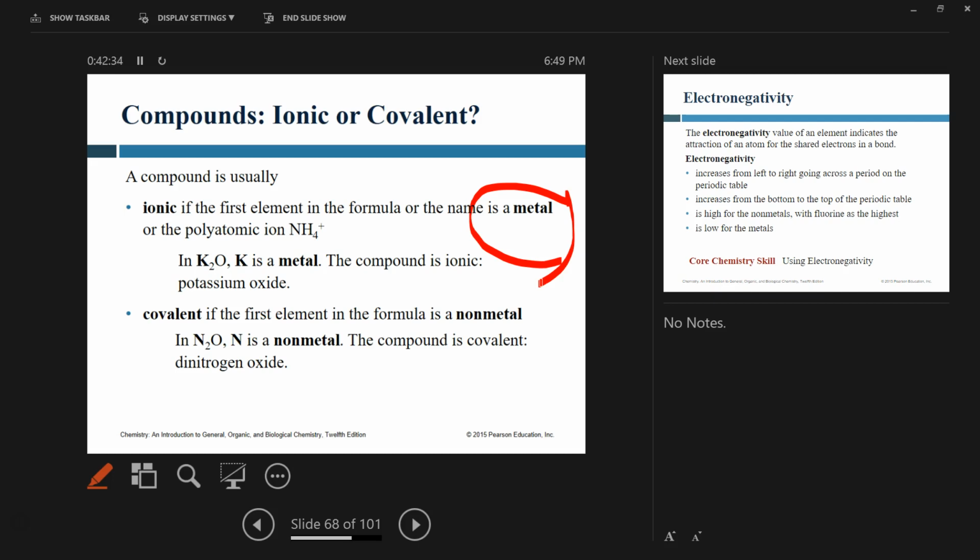So for our intents and purposes, we're going to stick to the rule. If it's a metal, it's ionic. If the first element is a non-metal, it's covalent. We good? We clear?